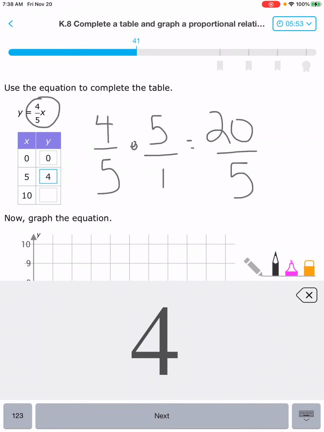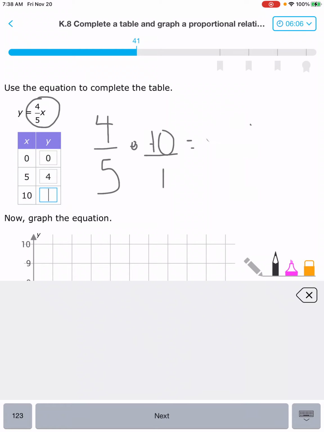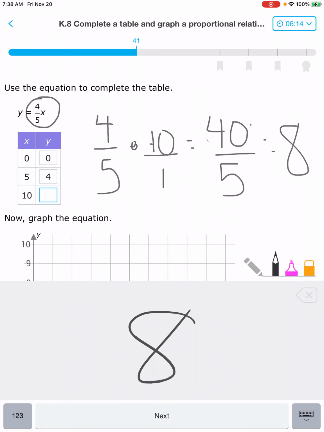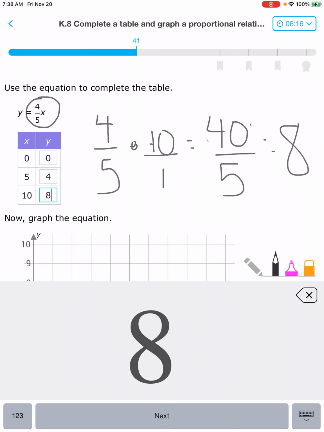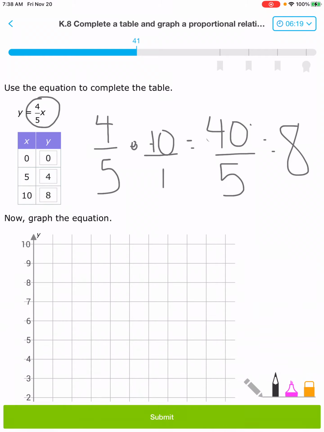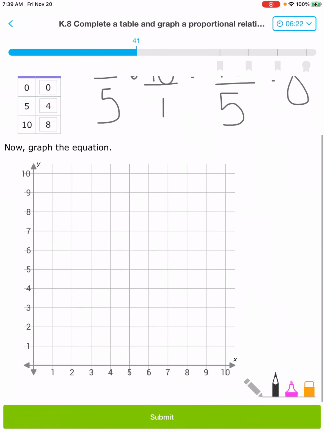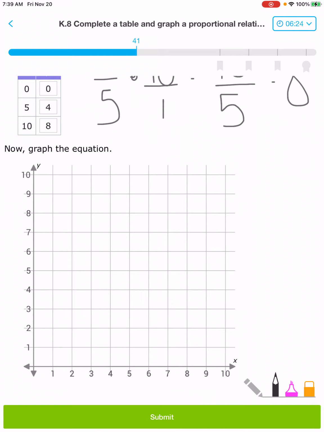Okay? So now this time, I don't have 5. They gave me 10 as my x value. So 4 times 10 is 40, and 5 times 1 is 5. So this time I get 8. Because 40 divided by 5 gave me 8. So again, I'm ready to plot. I choose any two of the points that they gave you. I'm going to do 0, 0 because that one's easy, and then 5, 4. So I'm going to go right 5, up 4.